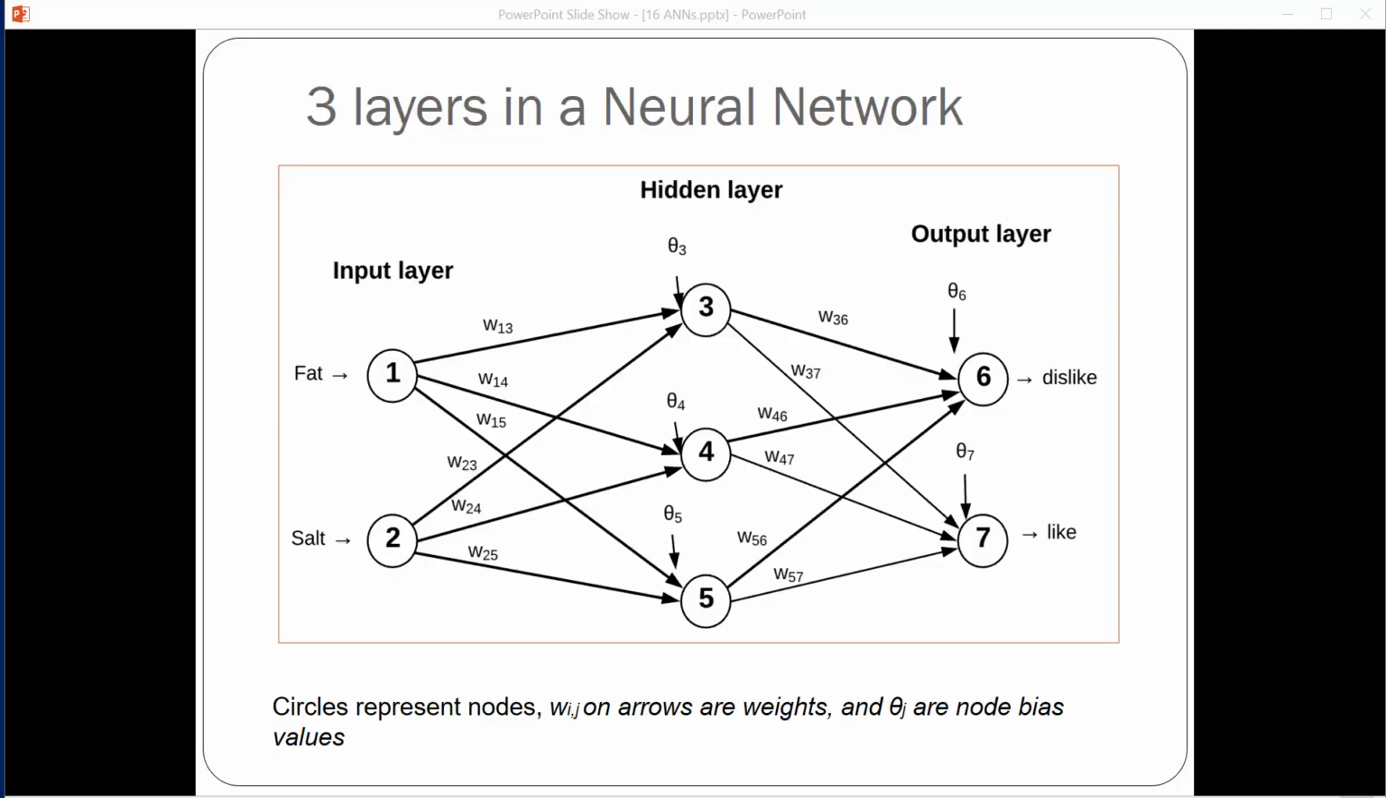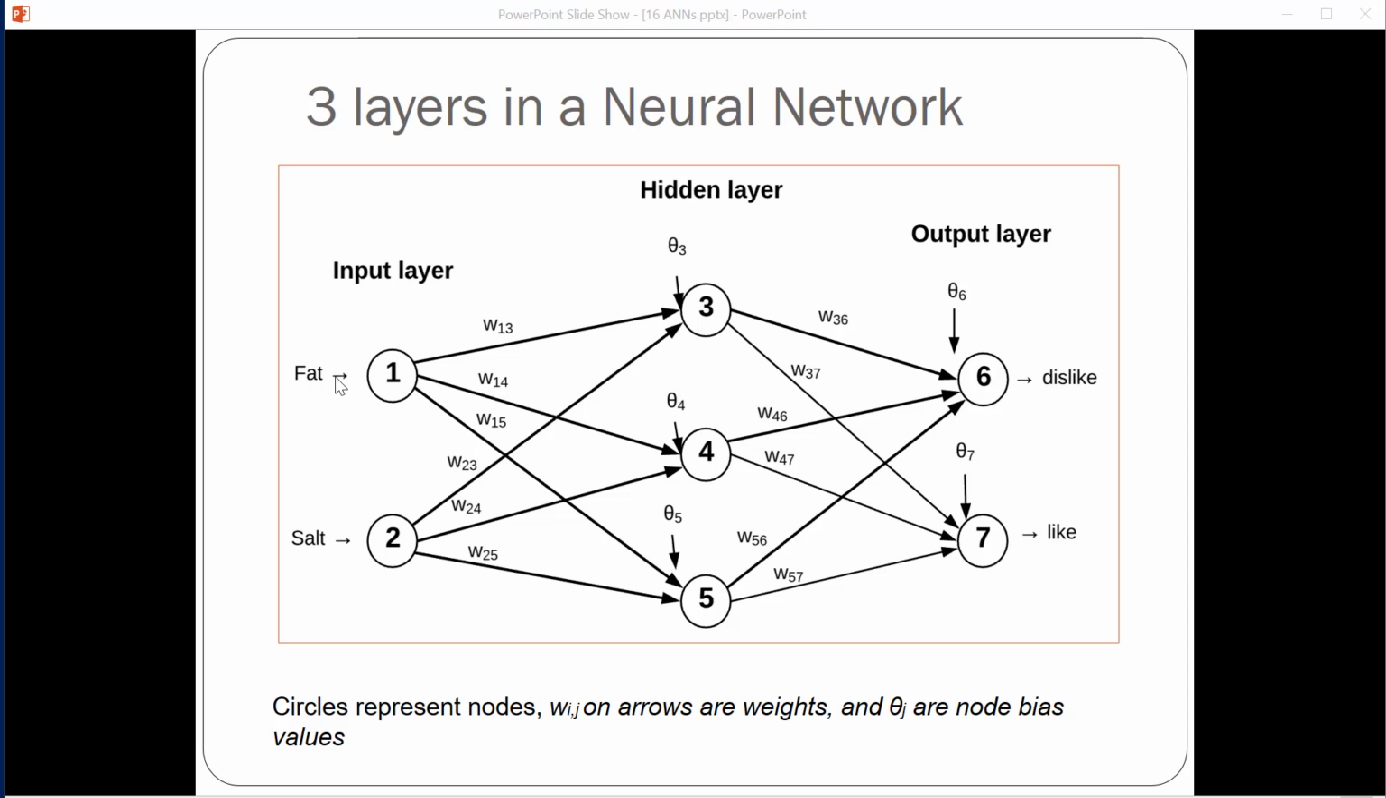A neural network consists of nodes and connections between those nodes. There are three layers in a neural network. There's an input layer, one or more hidden layers, and an output layer. In this example, we have an input layer that has two nodes, and each node corresponds to an input variable.